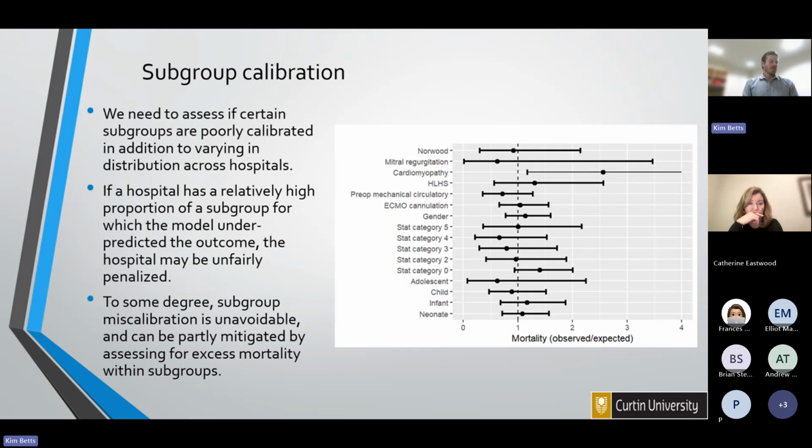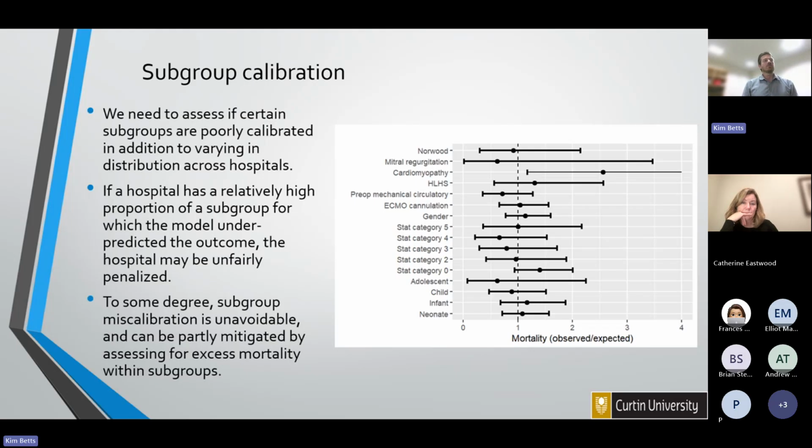Now the problem with this is, because the data is mostly composed of neonates and infants and not many adolescents, it's very possible that the model, just due to the underrepresentation of adolescents, doesn't predict the risk of death very well in adolescents. Now, if all hospitals have the same distribution of age in their patients, it's not really a problem because they're all sort of miscalibrated together, and the comparison is kind of washed out in a way.